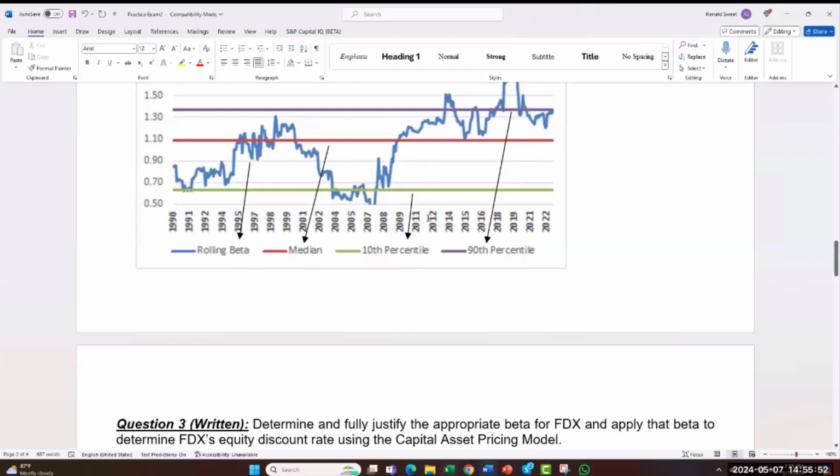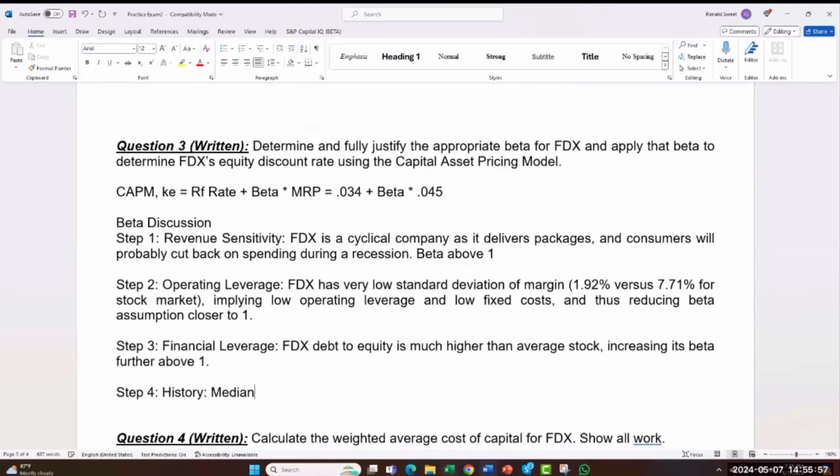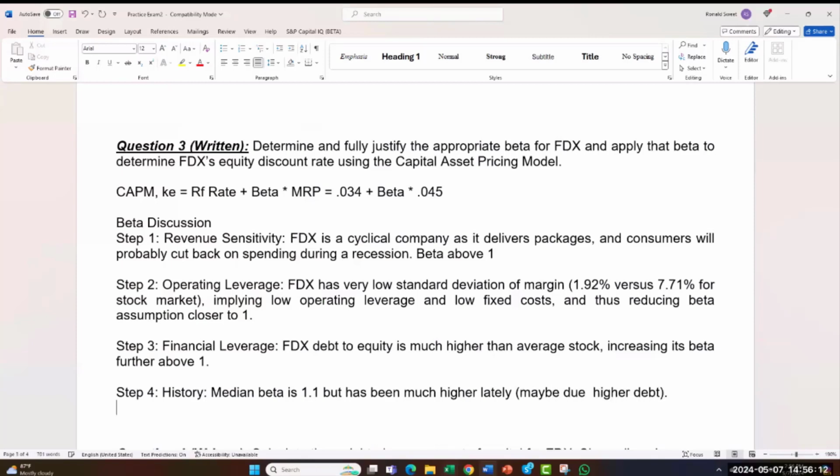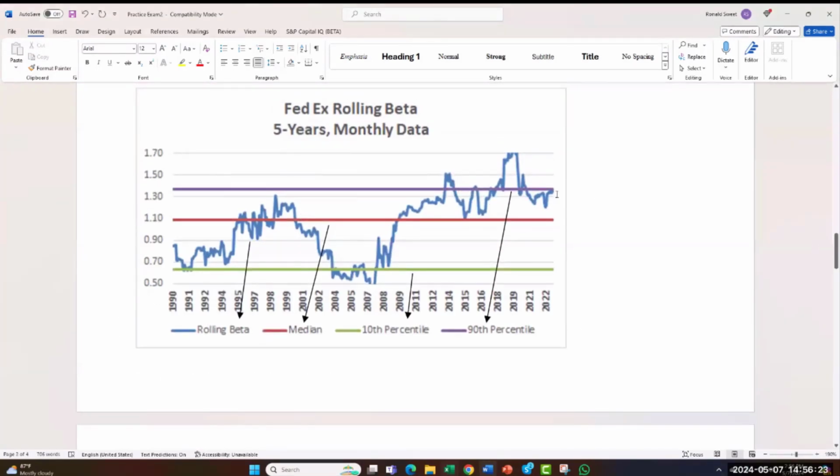So, you know, the median's 1.1, however you want to talk about that. So you could say median beta is 1.1, but has been much higher lately, maybe due to higher debt. I recommend beta, and there's all kinds of answers here. I might say 1.2 because while the median has been 1.1, they've been well above 1.1. I mean, the median the last several years looks more like 1.3, but your choice.